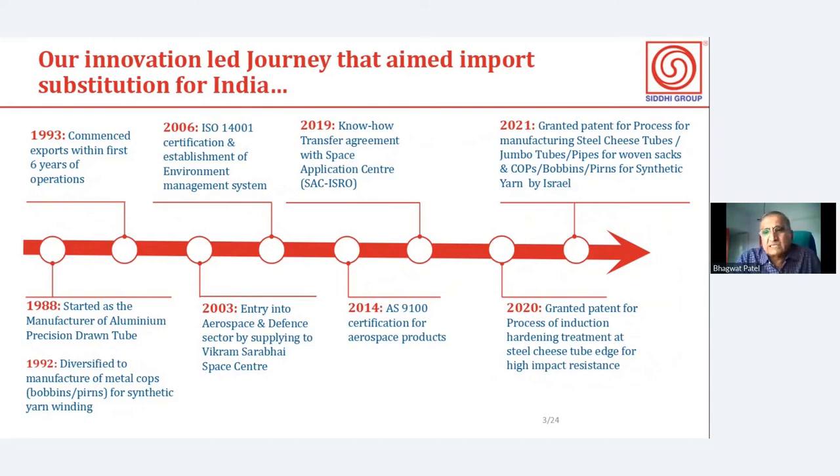We diversified in 1992 into metal core bobbins and ABS engineering plastic extrusion also. As I said, we export our products to many countries of the world. Because these aluminium precision tubes have very wide application in the industries, in 2003 we entered the Vikram Sarabhai Space Center, VSSC Trivandrum, for the cryogenic fuel supply line.